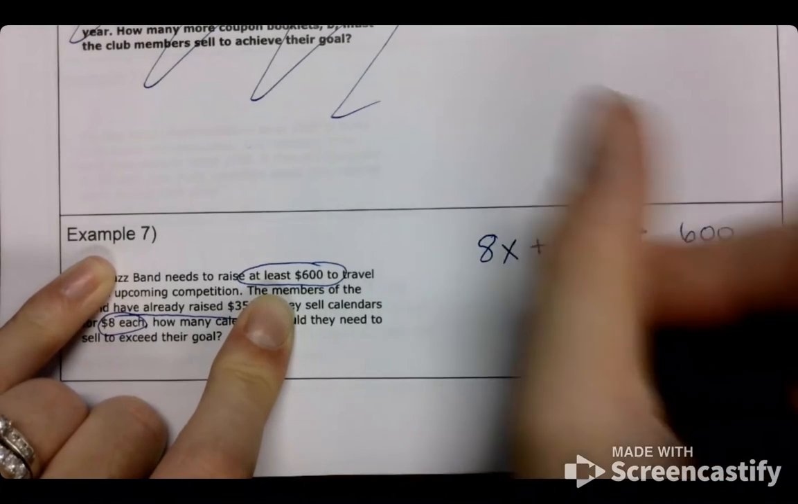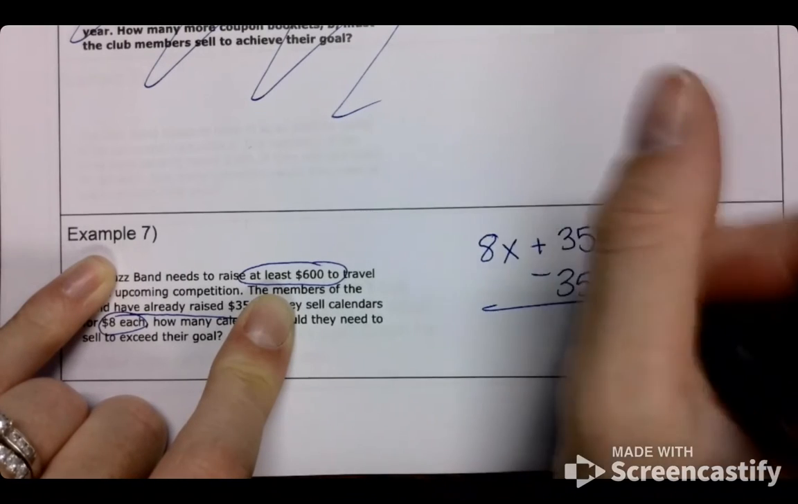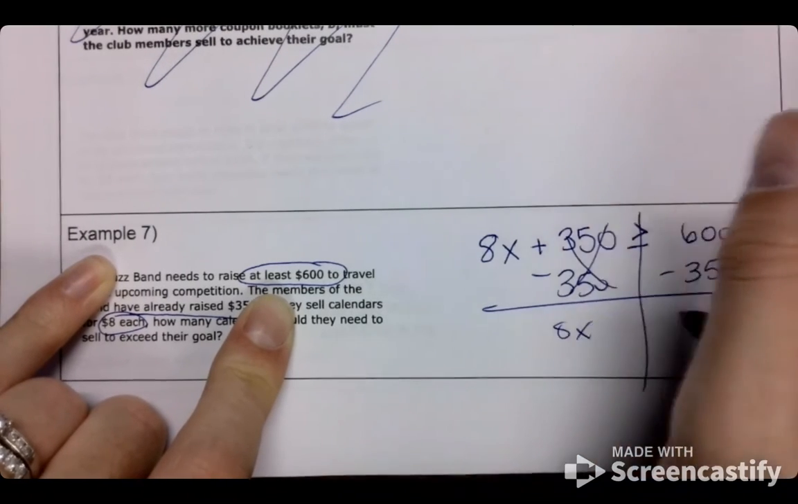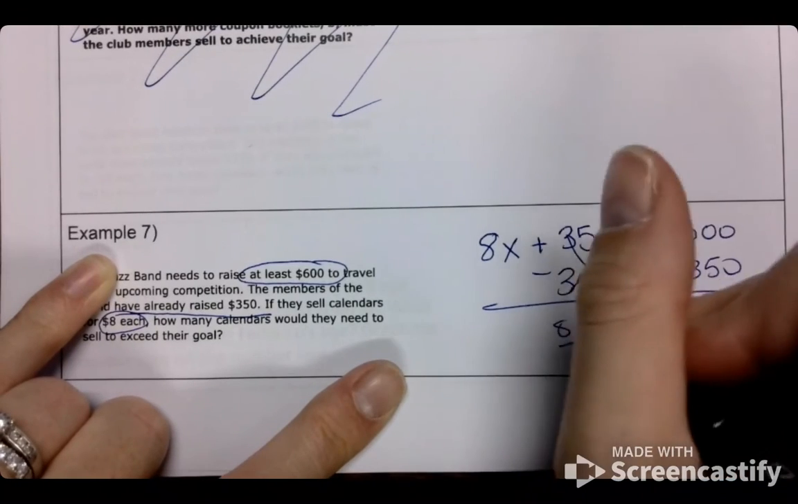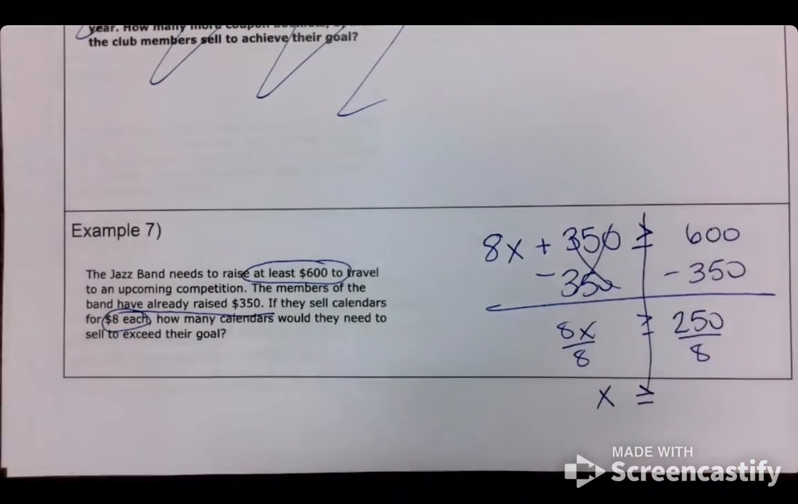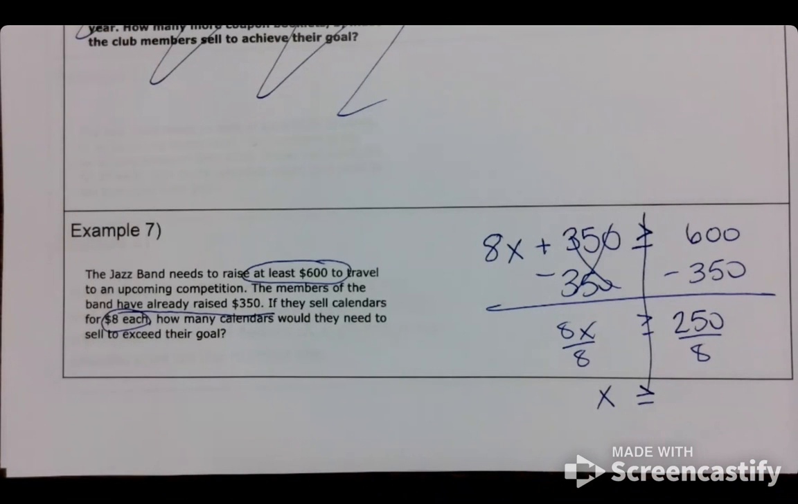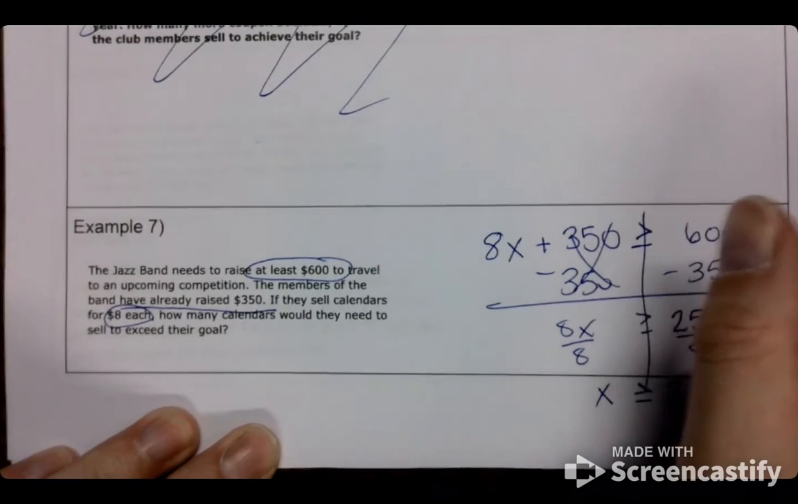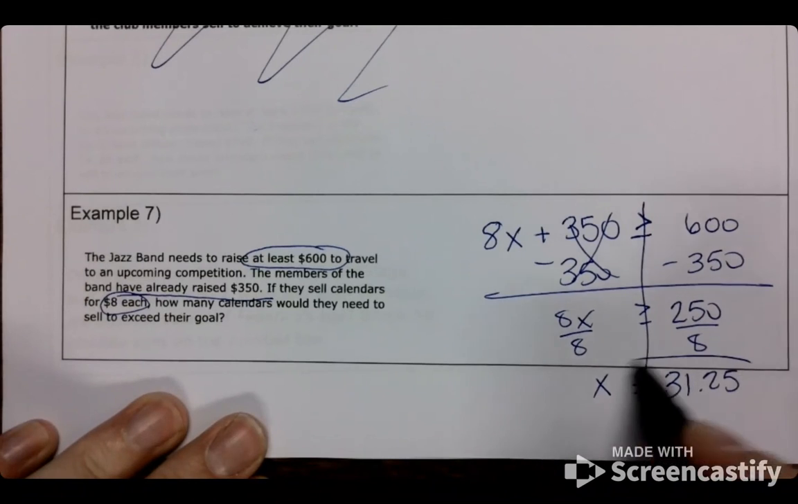And then you just solve like normal, right? Subtract 350 on both sides. 8x. This is going to be 250 divided by 8. Sign is not changing. And I need to know what that equals because Ms. Sherman does not do well with that. And that is 31.25. So about 31.